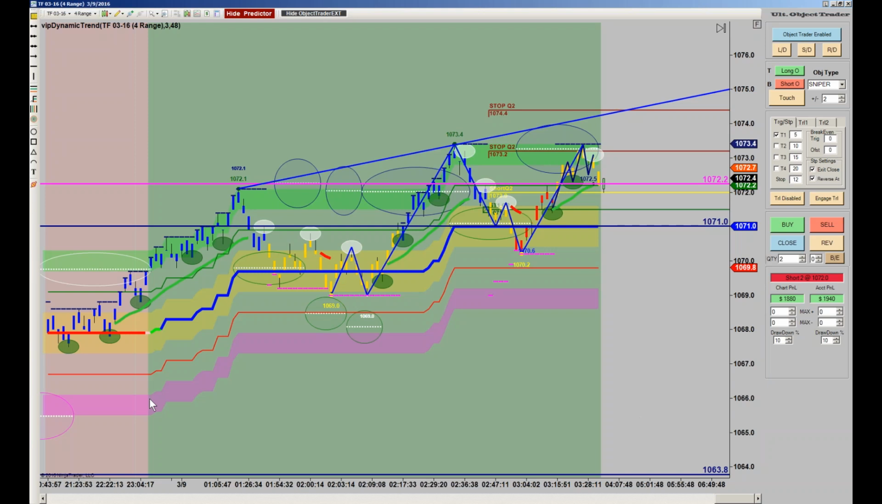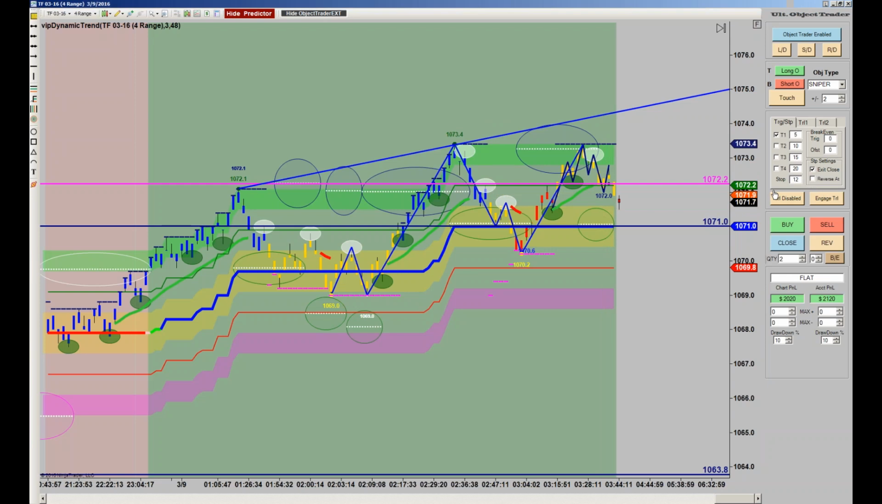Let's see if we get it. I don't know if we will or not. This may be our first losing trade. We'll find out. Now, I'm not going to reverse this, obviously. There we go. We got it. We got it. Okay.